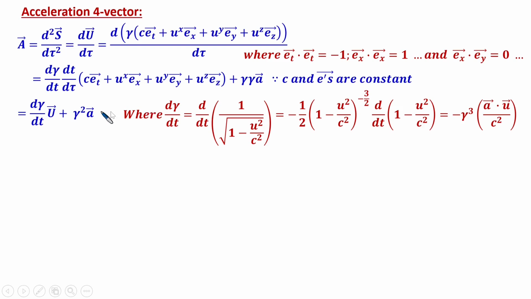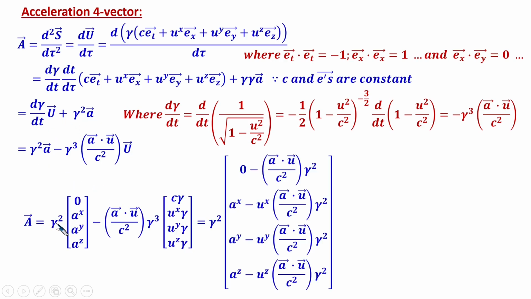And now this dγ/dt one can write as d/dt of gamma, which is 1 by the square root of 1 minus u²/c². This square root I can take in the numerator, it becomes the power minus half. So this is minus half, minus 1 is minus 3/2. And now the derivative of this quantity. This derivative will give you 2u du/dt, and du/dt will be the acceleration, so a · u/c². So this dγ/dt is nothing but this. So I substitute here, I will get this as minus, so I write this quantity as minus (a · u)/c² times u, and γ² is here.